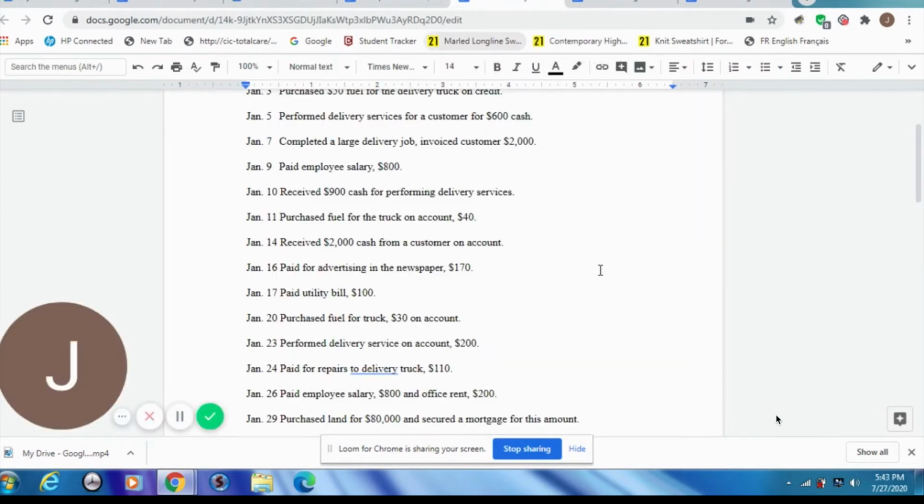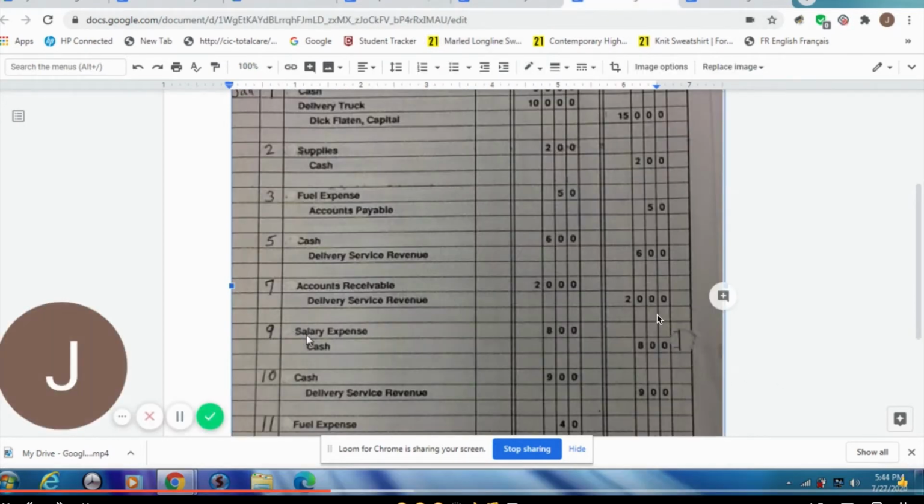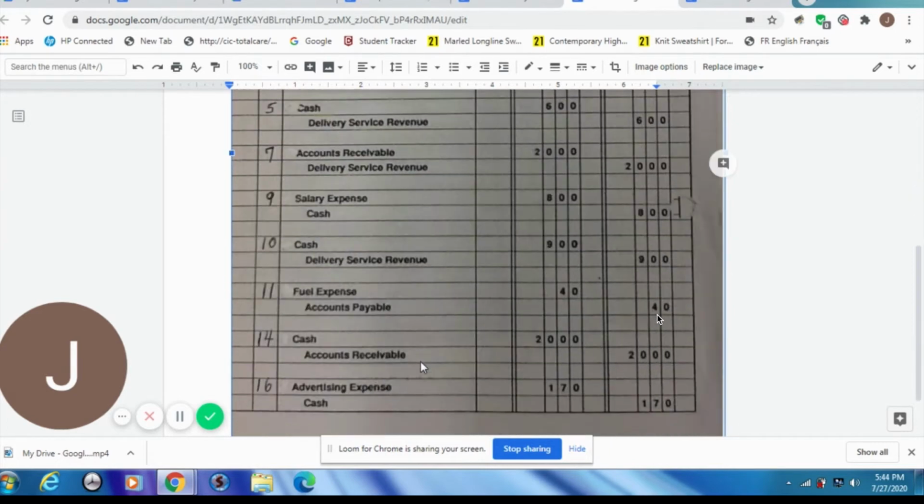And the next date then is the 9th. On January 9, it says paid employee salary $800. So we are paying some of our employees a total of $800 salary. So we'll go to our journal page for that, put the date in on the 9th, we will debit salary expense $800, and we're going to credit cash $800 when we pay those salaries.